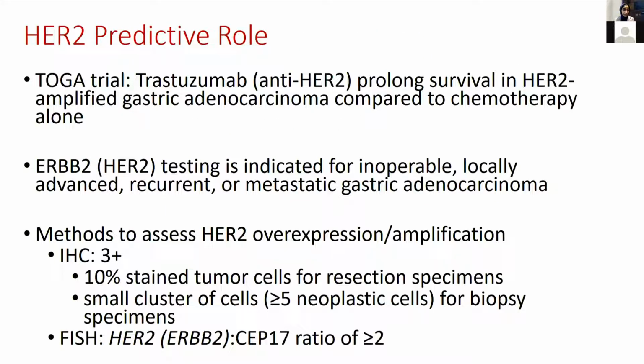So as far as HER2 amplification in gastric adenocarcinoma, it was found by the TOGA trial that trastuzumab, anti-HER2, prolonged survival in HER2 amplified gastric adenocarcinoma compared to chemotherapy alone. So HER2 testing is currently indicated for inoperable locally advanced, recurrent or metastatic gastric adenocarcinoma. And the method employed here is using either IHC or FISH.